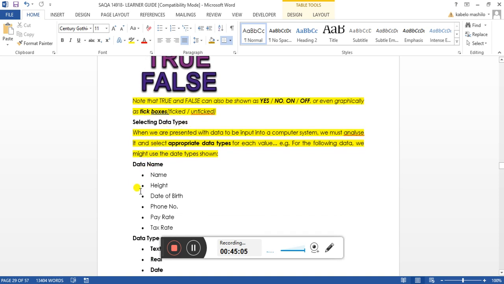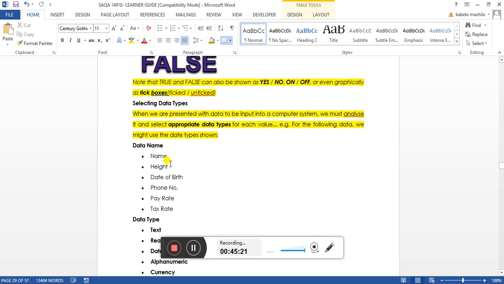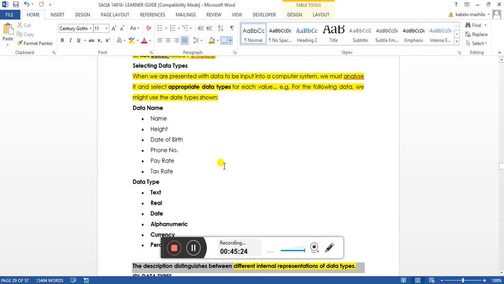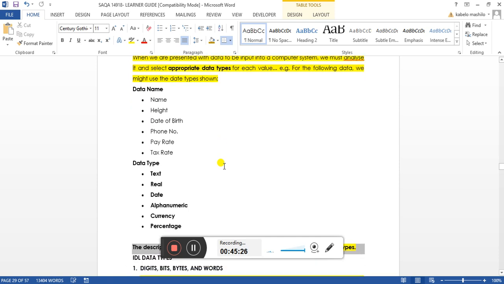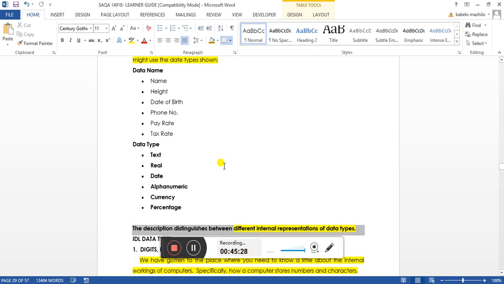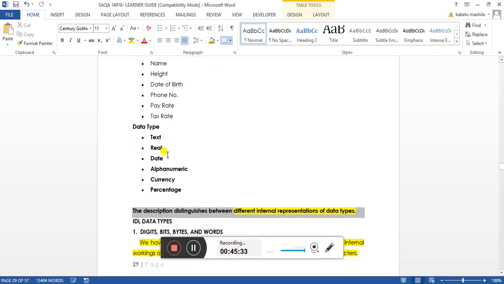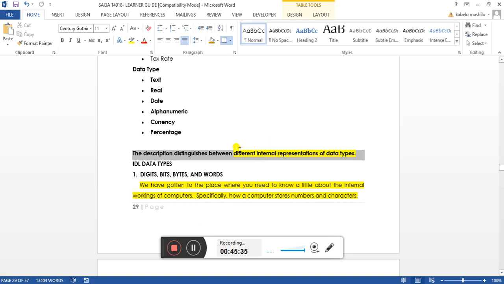Selecting data types: when we are presented with data to be input into a computer system, we must analyze it and select appropriate data types for each value. For example, for the following data we might use the data types shown: date, name, height, date of birth, phone, pay rate, tax rate, and so forth. Data types are text, real, date, alphanumeric, currency, and percentage. So we've got different internal representations of data types.